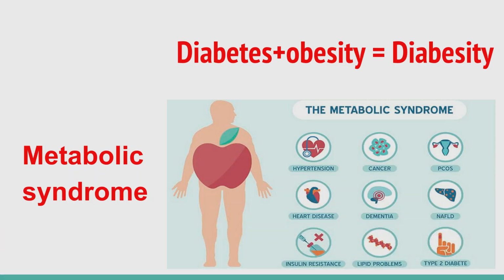There has been a lot of terminology newly developed in association with obesity. When a patient who suffers from type 2 diabetes is obese, the terminology is called diabesity. And when complex diseases like dyslipidemia, hypertension, cardiac problems and diabetes are associated with obesity, it is called metabolic syndrome. It is a gamut of diseases which leads to metabolic syndrome.